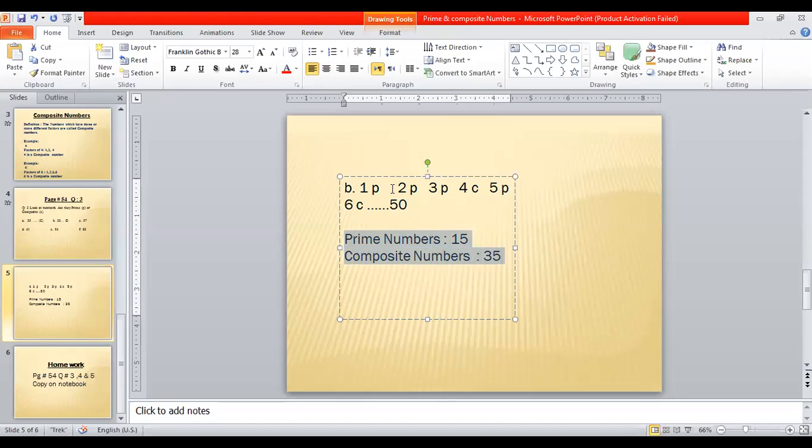I will repeat for part B. What you have to do is write the counting from 1 to 50, and then write P for prime and C for composite. Then count how many P's there are. So you will say prime numbers. When you count it, you will find it, and then composite numbers, and that's your answer.